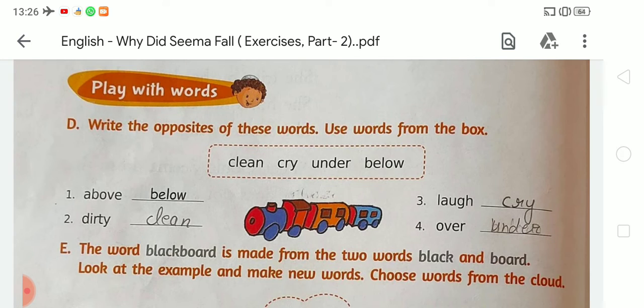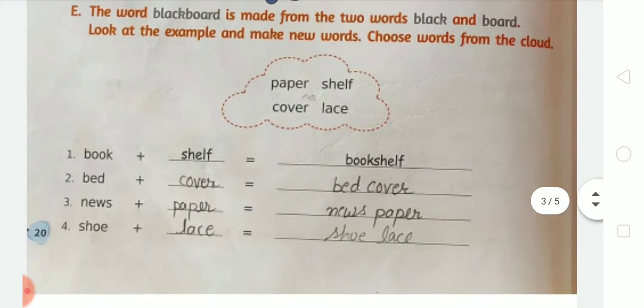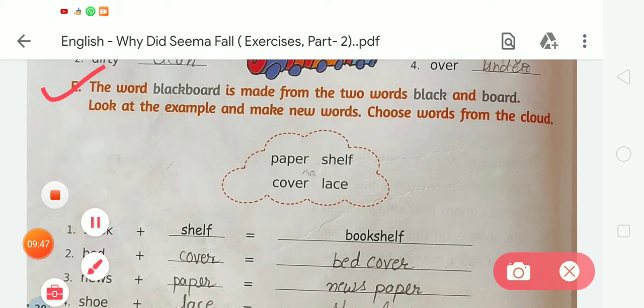Okay student, after completing exercise D, we are moving to the next, that is exercise E. So what will we do in this exercise? First of all, we have to read the given heading. In this exercise, the word blackboard is made from two words, black and board. Student, in blackboard we find two words. The first word is black and the other is board. When we join these words, it becomes blackboard. Okay, so look at the examples and make new words. Choose words from the clouds.